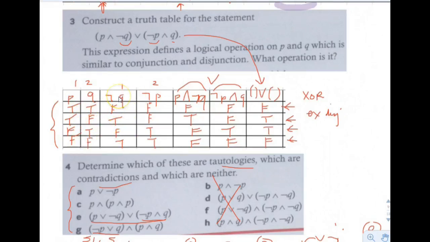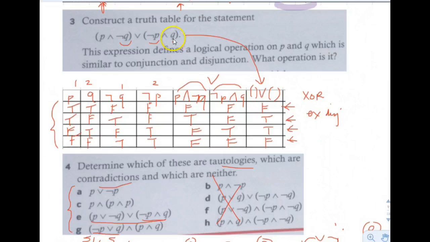So we got not Q. Now we have everything necessary to do P and not Q. To get P and not Q, we're going to AND together this column and this column. So true and false is false, true and true is true, false and false is false, and false and true is false. Okay, so now we just did the left side.